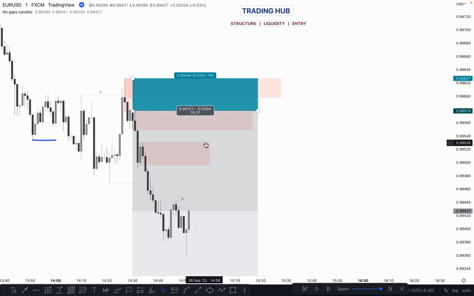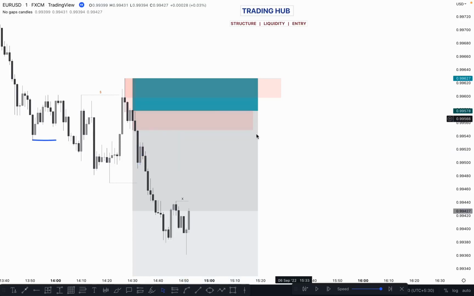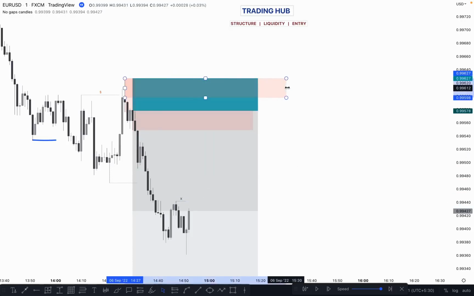So in this case we use only two order blocks, as I mentioned: the first one after taking out the inducement and the next one after taking out the engineering liquidity. In this case there is only one high here, so the engineering liquidity and inducement are the same at this point. So this one is our extreme.